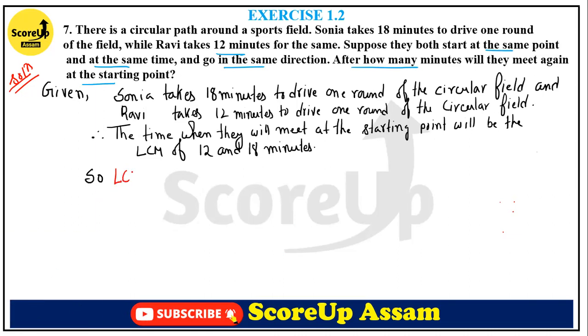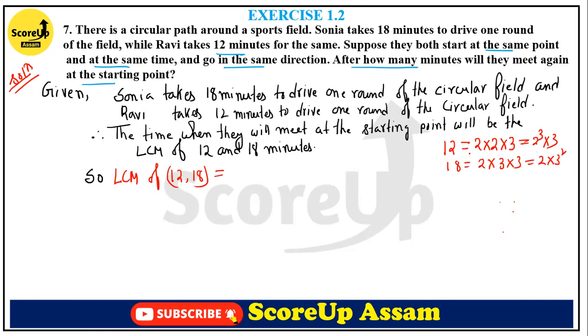LCM of 12 and 18. What will be the LCM? How will you write the LCM? See, if we factorize this, 12 means what? 2 into 2 into 3. That means 2 square into 3. 18 means what? 2 into 3 into 3. That means 2 into 3 square.